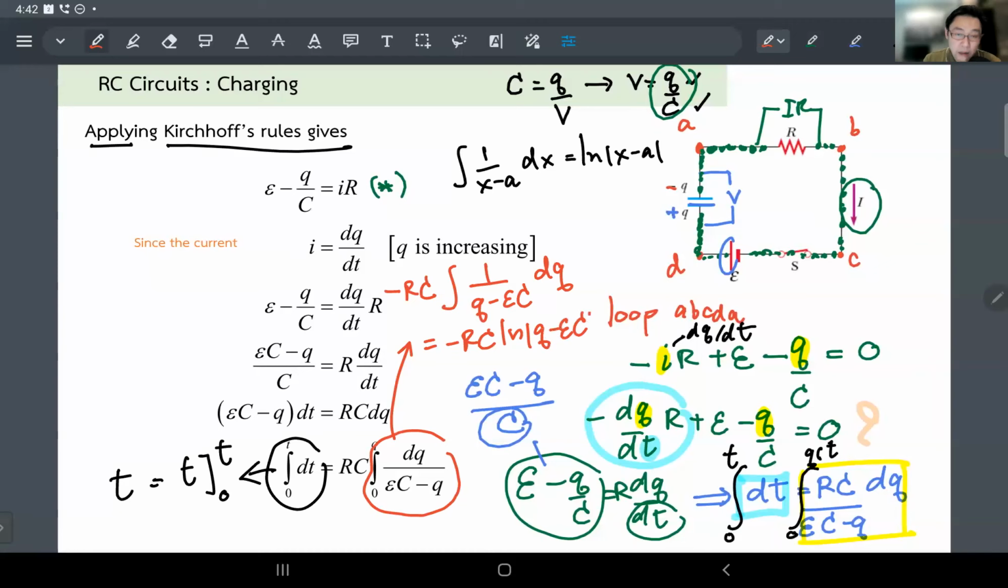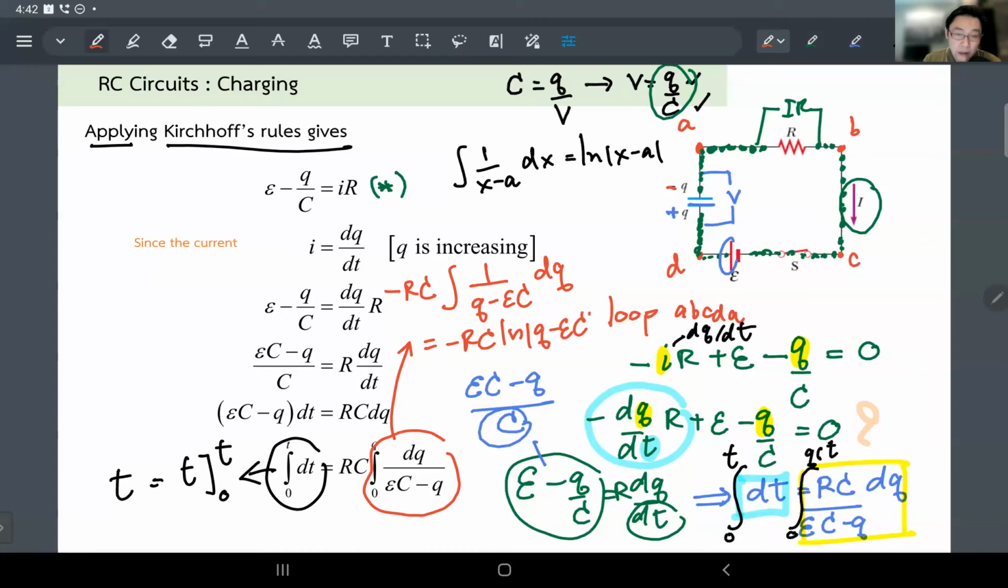So what I can do here is write that current I as dq by dt. And that's when you start to get the differential equation. So let me write it down one more time so we can go through this together. It looks like this: minus dq by dt times R plus E minus q over C equals 0, something like this.